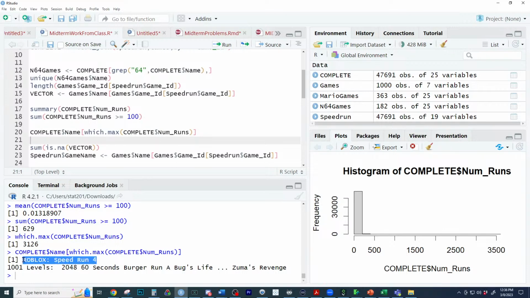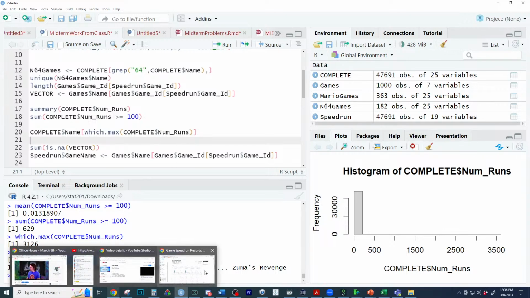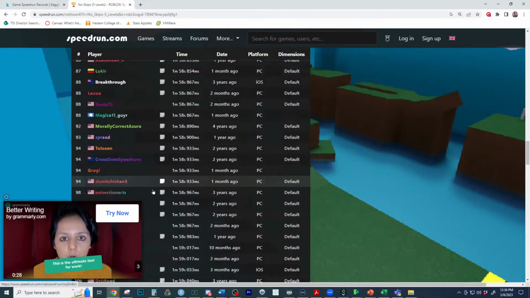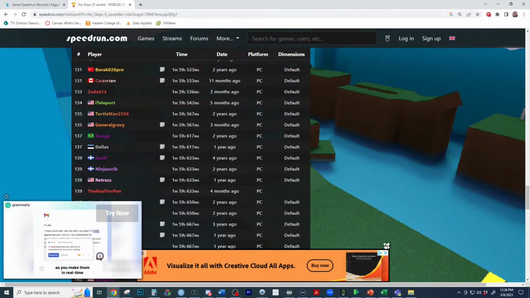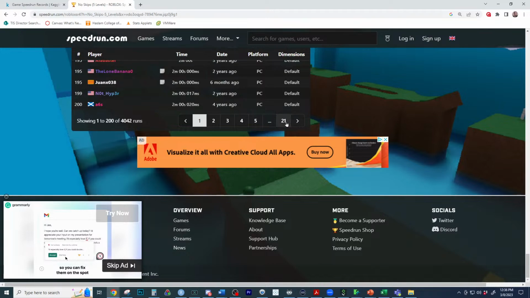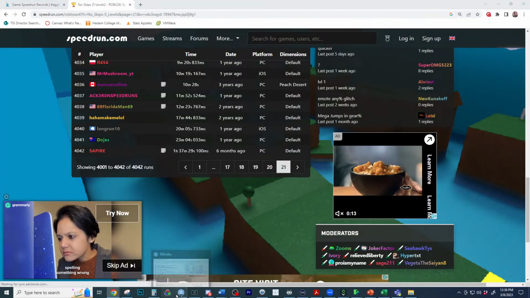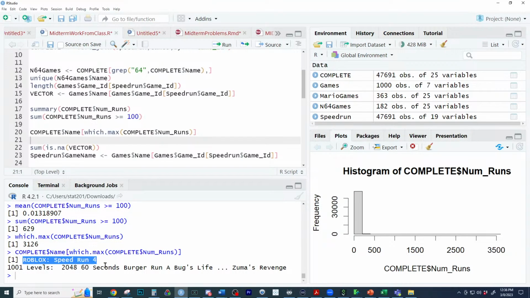Is that true? I'm about to go fact check this. Roblox is super popular, right? Is Roblox the highest speedrun game? It might be. Speedrun net. It's loading in. It might be. There's a pretty big leaderboard. Grammarly's advertising. Yeah, this might be the leaderboard. Look at the amount of pages on this. Yeah, this has 4,000 people having speedrun it now, and last it reported 3,000.